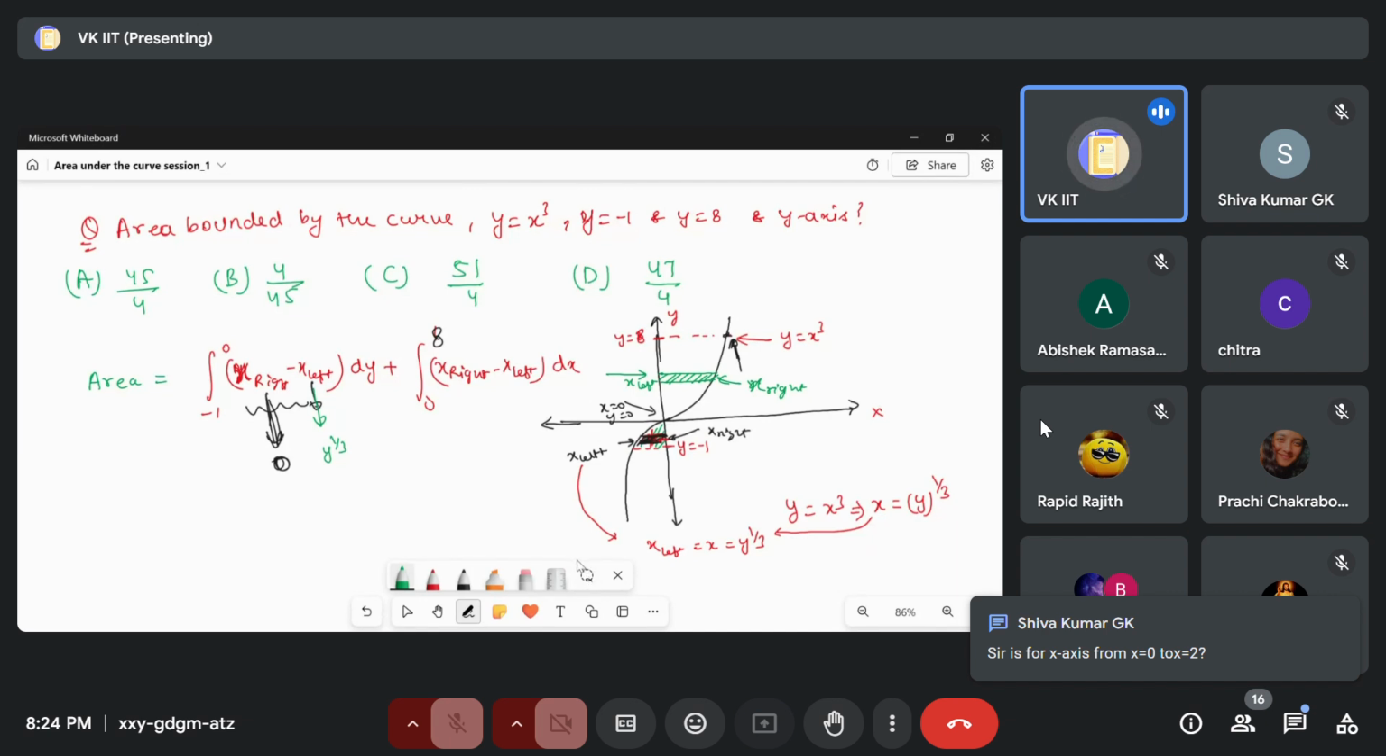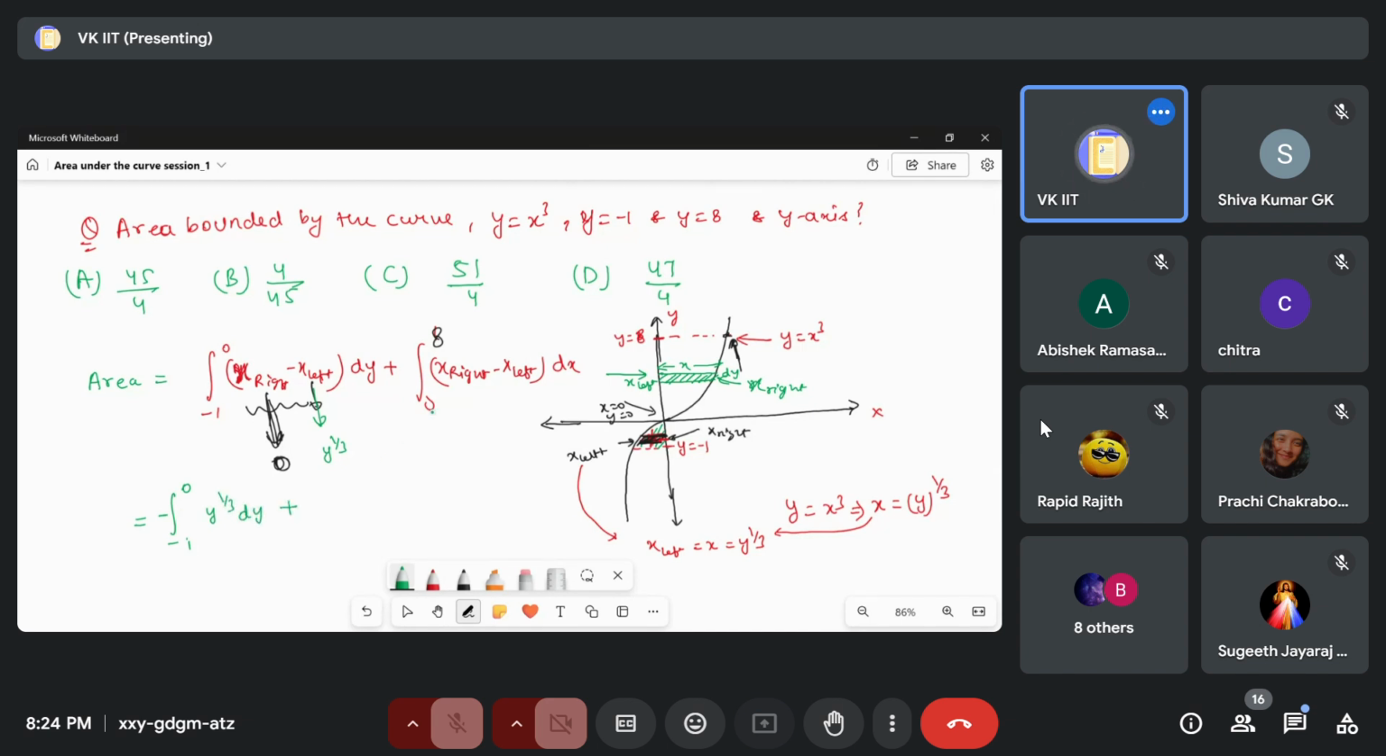Clear? Sir, is it for the x-axis from x equal to 0? No, this is for the y-axis. We have taken the horizontal strip, so this is dy and this is x. Horizontal strip it is. So what is the answer then? Minus 1 to 0, the negative sign will be coming, y to the power 1 by 3 dy, plus from 0 to 8, x right.